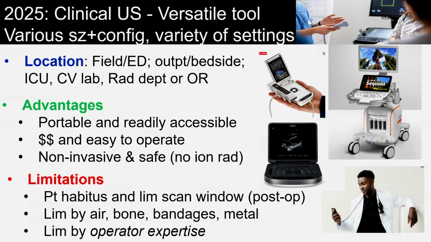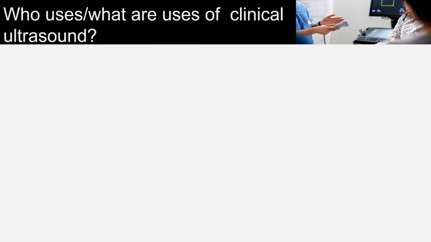There are, however, limitations that we should be aware of. Number one is patient habitus. Number two is limited scan window. This is particularly important in the inpatient setting when you have bandaging or postoperative patients with staples and so forth. It can also be limited by air, bone, cloth, any sort of bandaging material, as well as metal, due to their high acoustic impedance properties, not able to penetrate those things. The most important one we should walk away with, and it's an opportunity for us here, is that it is limited by operator expertise. And this is what brings you here to this course.